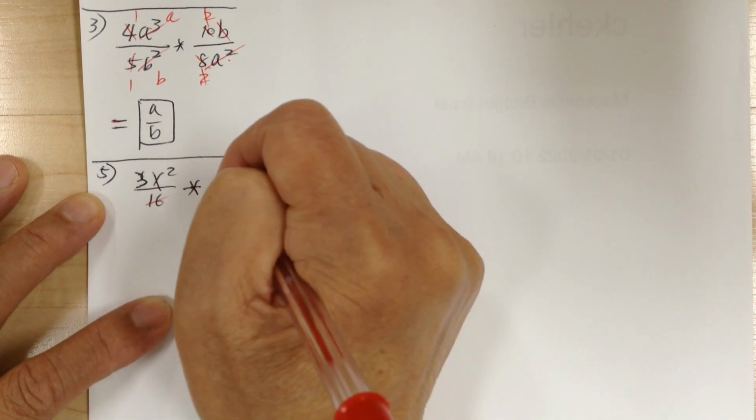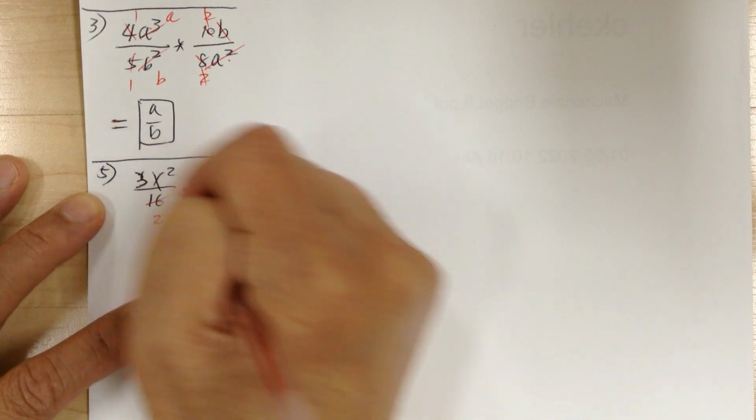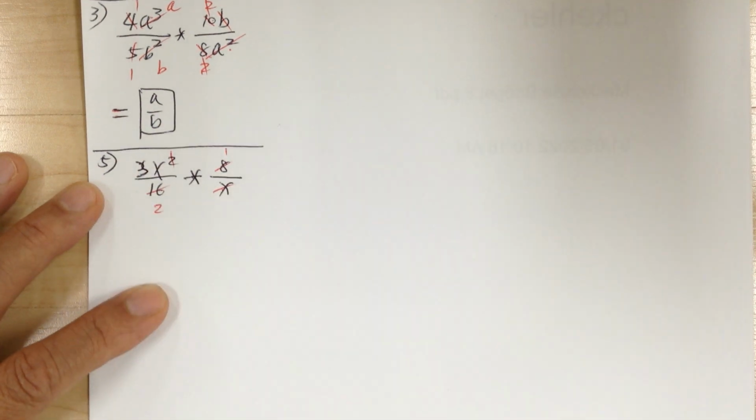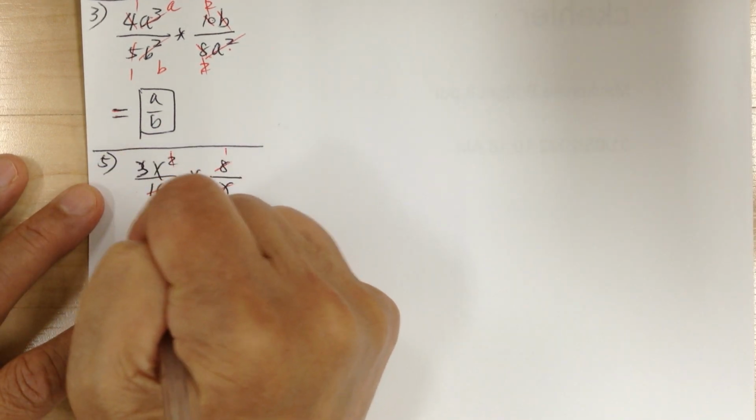Okay, so let's go and cancel the numbers. So 8 and 16, you get 1 and 2. And x squared, you cancel out. Okay, so you're going to end up with 3x over 2.